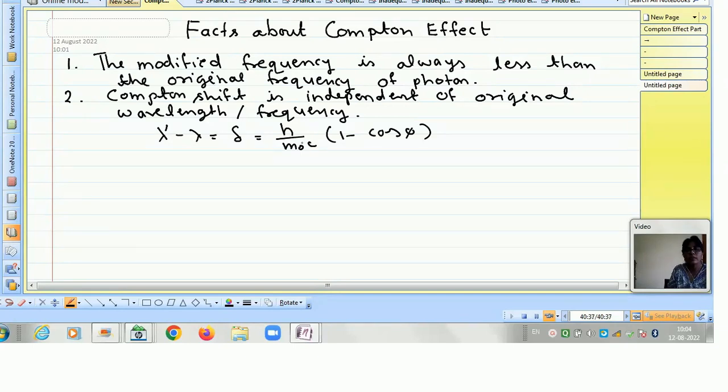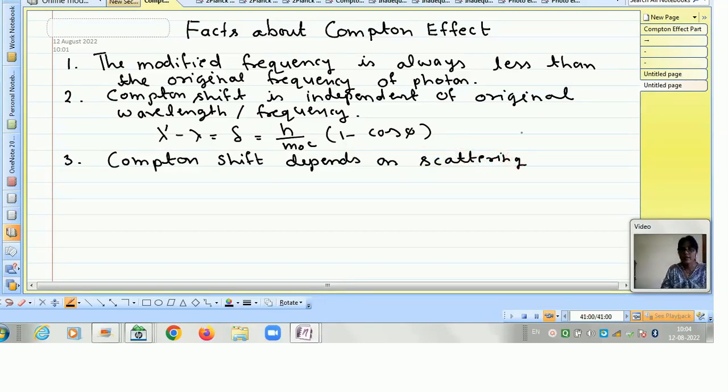So the shift is independent of the original lambda or original frequency. And then the third point is that the Compton shift depends on the scattering angle phi. This is obvious in this equation because it depends on cos phi, and phi is the scattering angle or scattered angle.